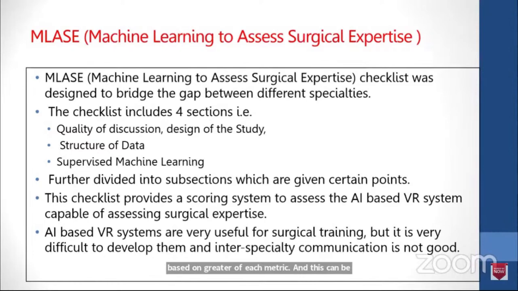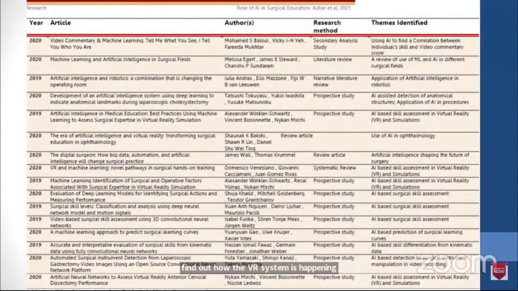Then there is machine learning to assess surgical expertise, what is called MLA, machine learning assessment of surgical expertise, and a checklist was there. We have a checklist which can find out the quality of discussion, design of study, and structure of data, and then supervised machine learning can go into the details to find out how the VR system is performing. There are several papers available regarding all these networks to find out how we are evaluating.